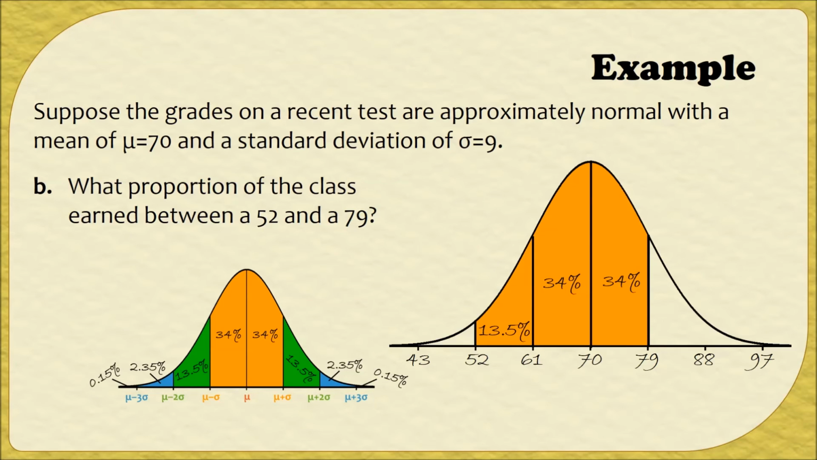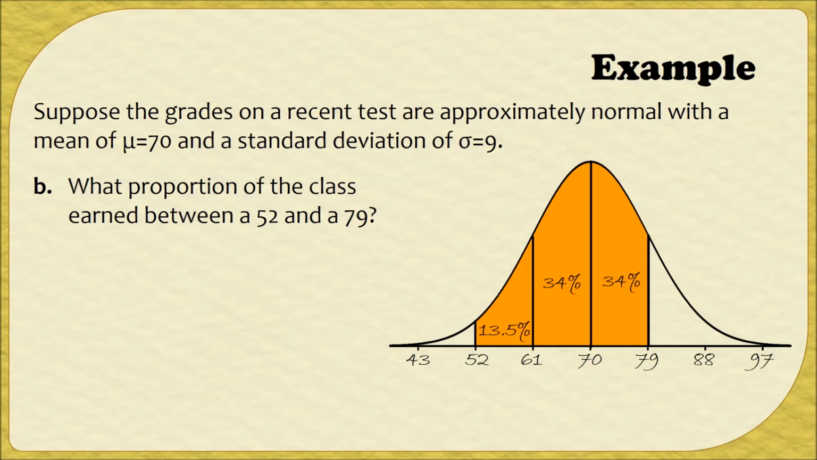Remember that even though the mu and the sigma can change, the percentages will never change. These will always be the same. So, to figure out the proportion of values between the 52 and the 79, all I have to do is add the two 34s and the 13.5, and I end up with 81.5%.